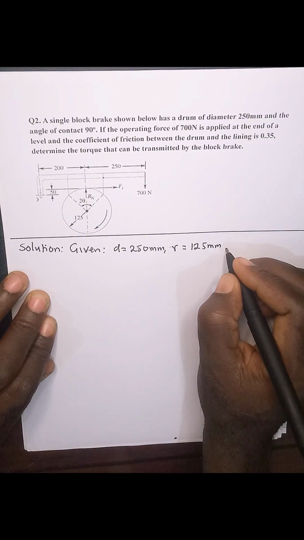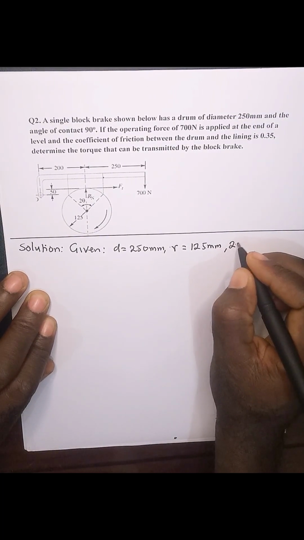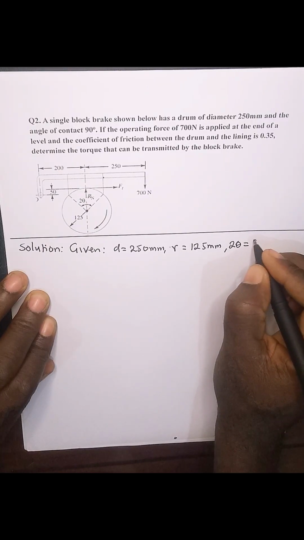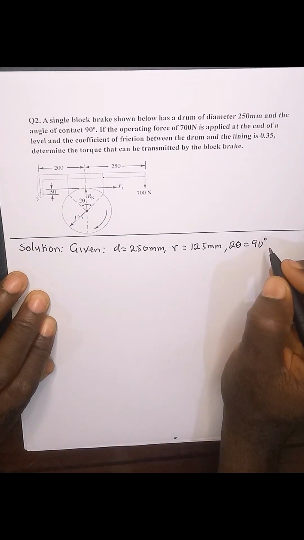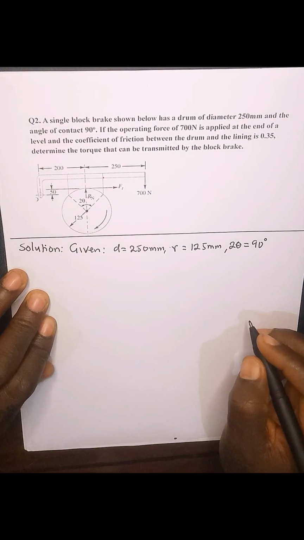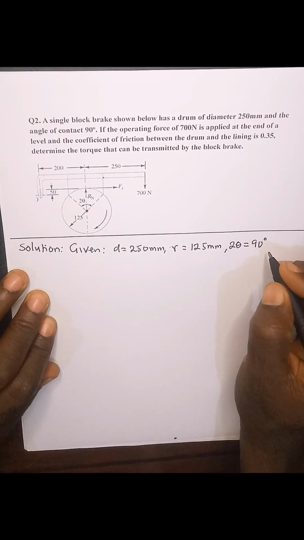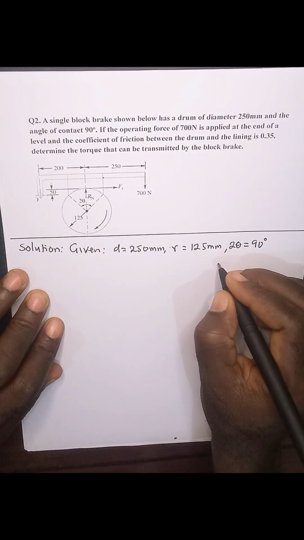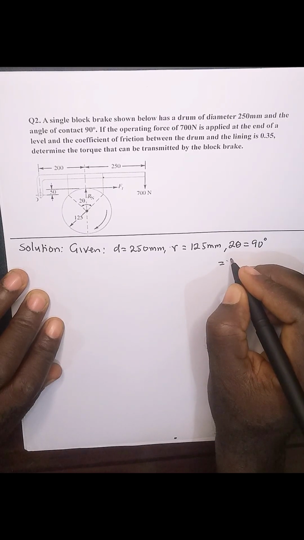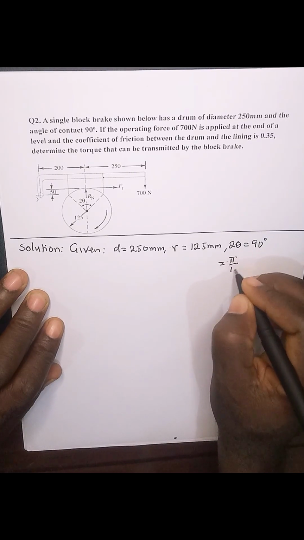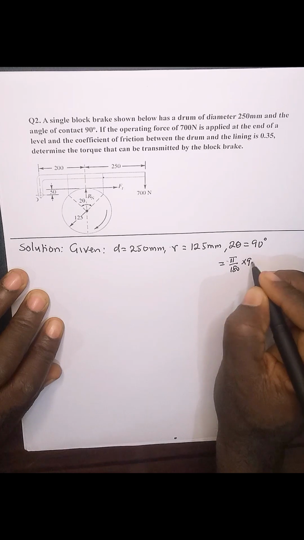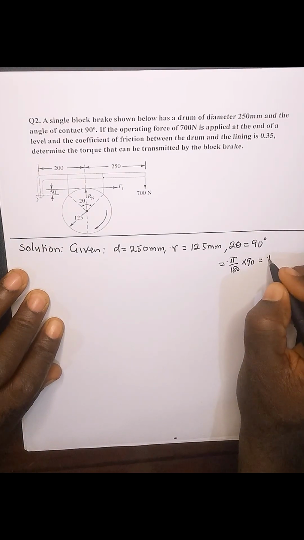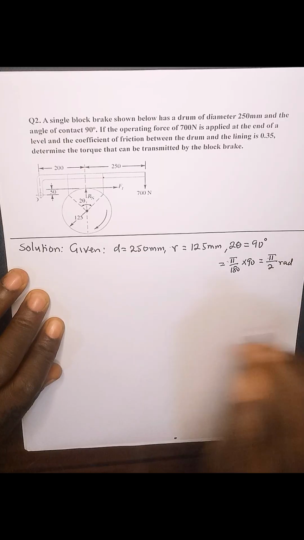Then again, we are given the angle of contact, that is 2 theta, is given to us to be 90 degree. Now, converting this one to radian, we multiply this degree, 90 degree, by pi over 180. This will be equal to pi over 180 multiplied by 90. It will give us pi over 2 radian.